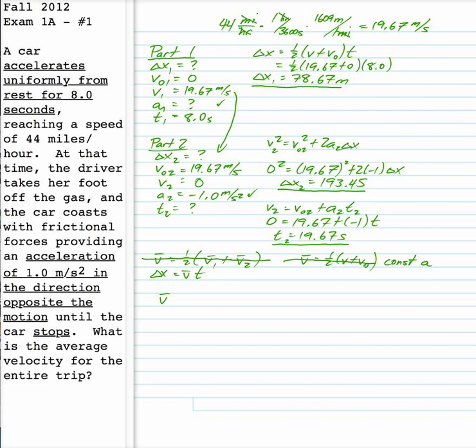We have to say that v bar total for the total trip is equal to the total displacement divided by the total time. That's our only option. And the total displacement is delta x1 plus delta x2. The total time is t1 plus t2. Right? So that's 78.67 plus 193.45 divided by the time, which is 8.0 plus 19.67.